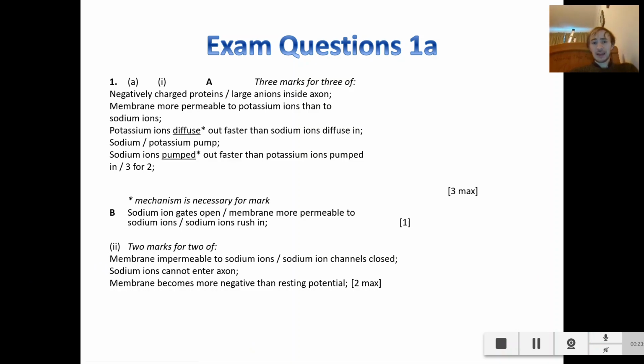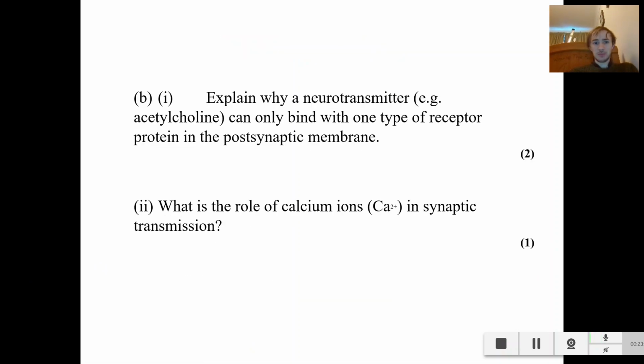Fine. Let's keep going with a bit more synapse work. 2 marks and then 1 mark. Please pause me again.